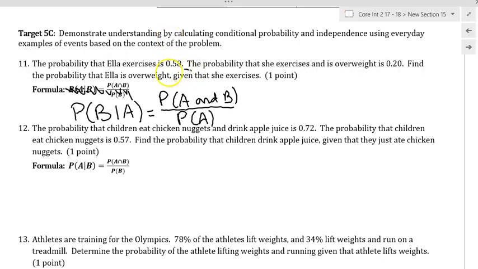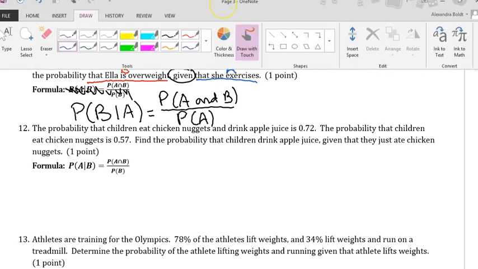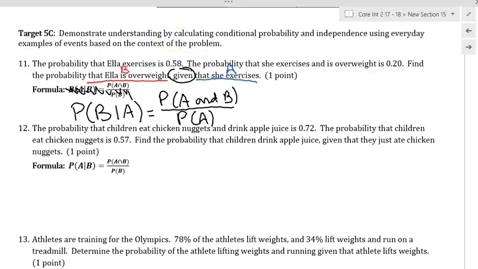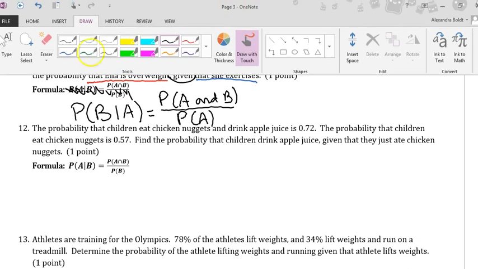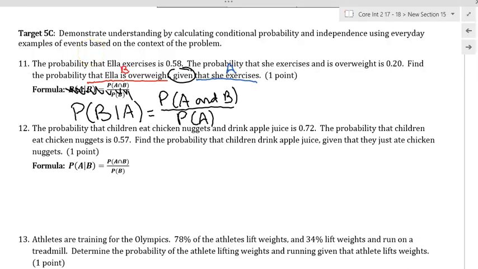So remember, circle your given. B is the one before it, so B is the 'overweight.' A is after. So I want A and B, so I need to find 'and.' The probability that she exercises and is overweight is 0.2.